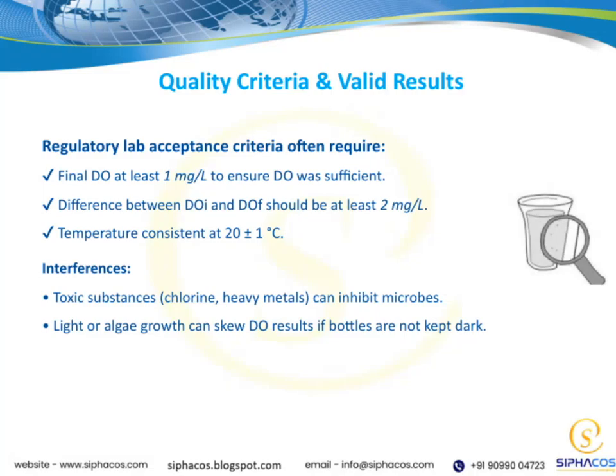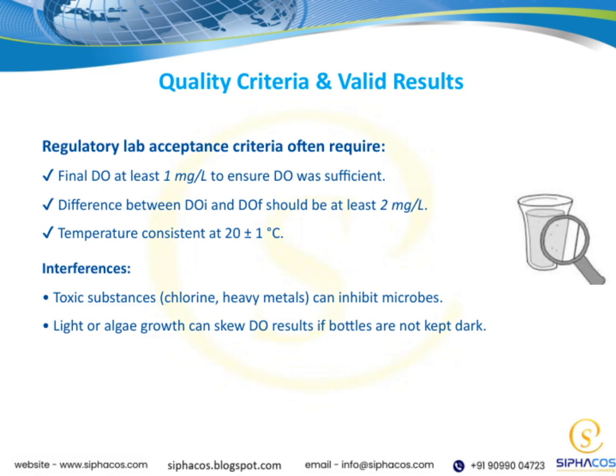When it comes to quality criteria and ensuring valid results, regulatory labs have specific acceptance standards that we need to meet. First, the final dissolved oxygen, or DO, should be at least 1 milligram per liter. This ensures that the oxygen levels were sufficient during testing. Additionally, the difference between the initial DO, DOI, and the final DO, DOV, should be at least 2 milligrams per liter. This change indicates that microbial activity has taken place, which is essential for accurate measurements. Temperature control is also critical. Keeping it consistent at around 20 degrees Celsius, within a plus or minus 1 degree margin, helps ensure reliable results.